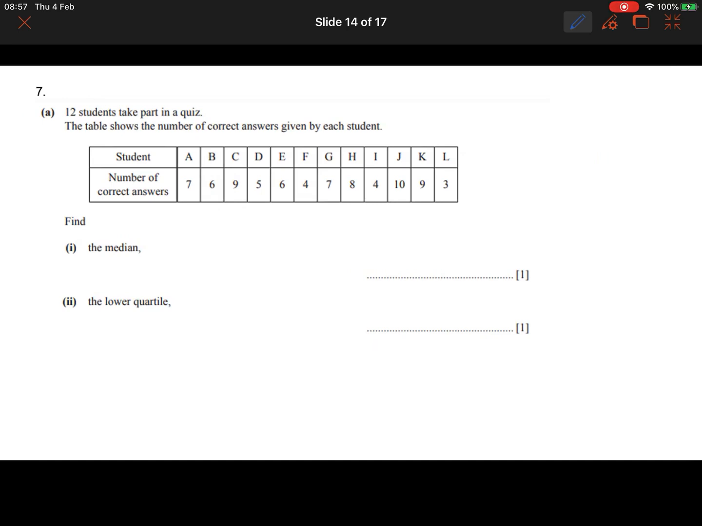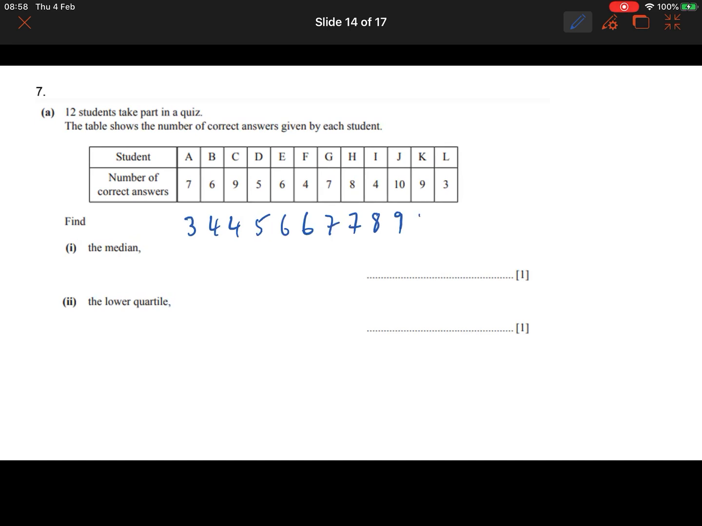Okay, now this question here. 12 students take part in a quiz. The table shows the number of correct answers given by each student. So we've got to find the median. So what you're going to have to do is put it in order first. So we're going to have 3. There appear to be 2 4s. There's 1 5. If I'm wrong, I can fix it in a minute. 2 6s. I can see 2 7s. I can see an 8. I can see a 9.